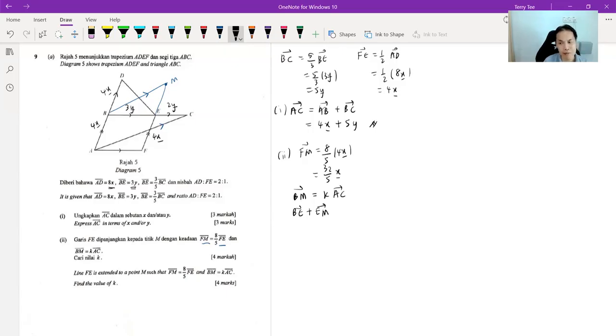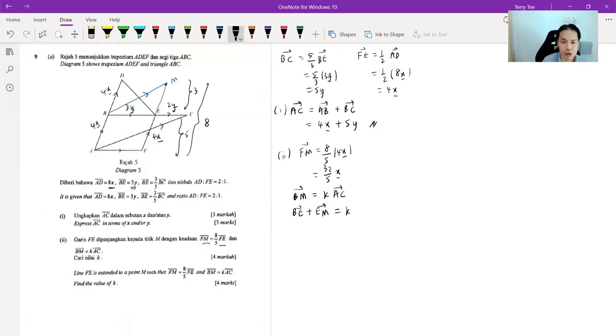Well, maybe I shouldn't have found FM. I should just find EM straight away, because if this is 8 to 5, this is 8, this is 5, therefore EM should be 3. So we can do it that way. There's no point finding FM unless you want to go B to A to F to M. That also can. There are so many ways to do it.